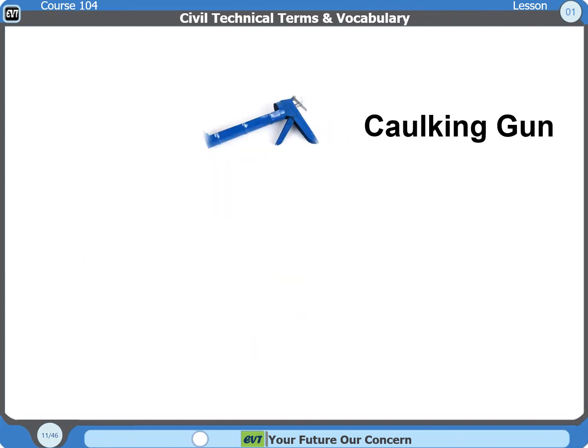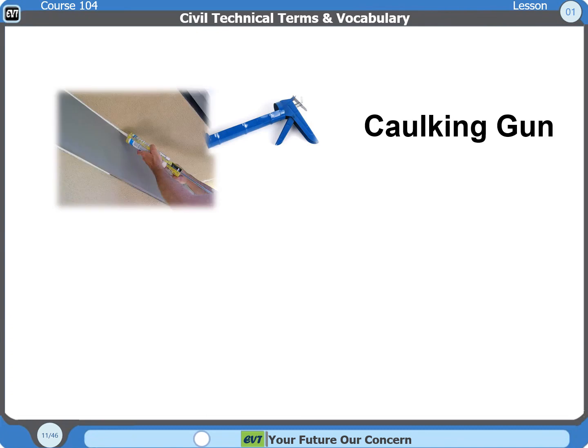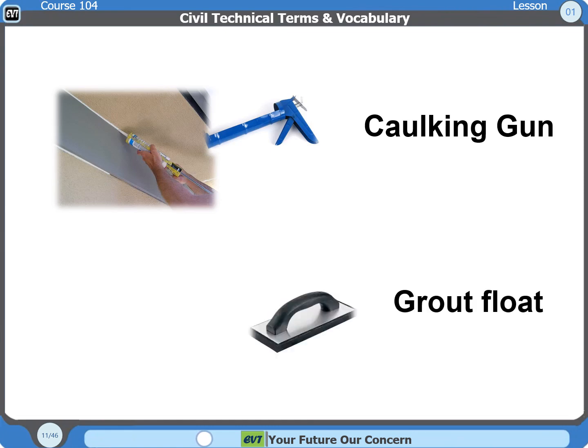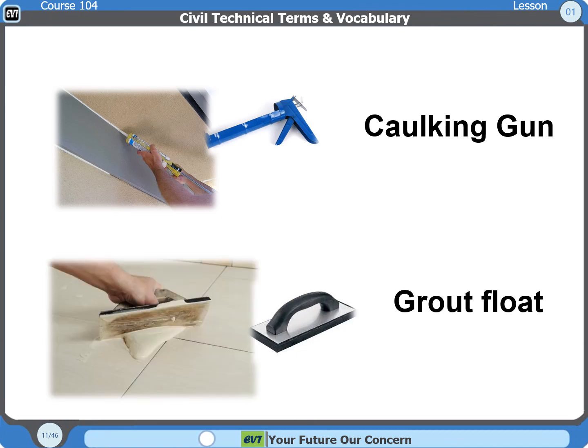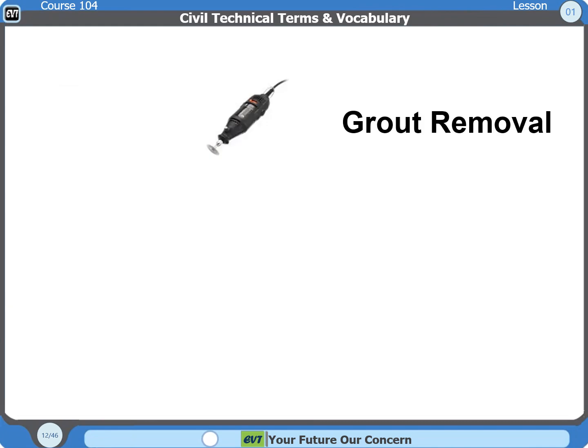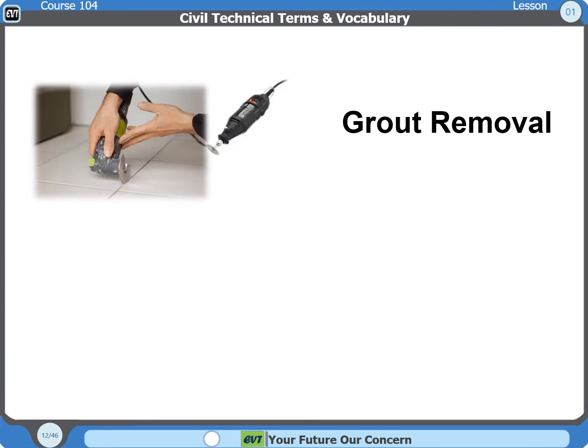Caulking gun, device that help people use silicone for closing a gap or crack between a window frame and jamb or a sink. We have grout float designed to press grout into the joints between tiles or stone. Grout removal is a powerful tool best suited to large grout removal.